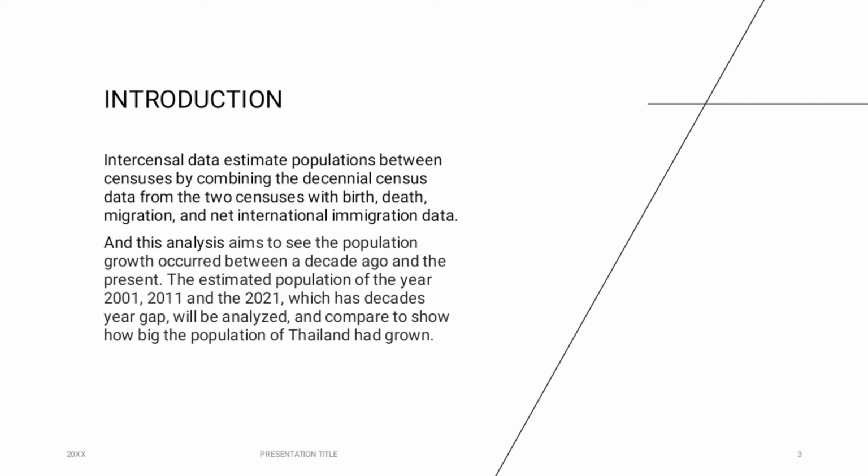Intercensal data estimate populations between censuses by combining the decennial census data from the two censuses with birth, death, migration, and net international immigration data. This analysis aims to see the population growth that occurred between a decade ago and the present. The estimated population of the years 2001, 2011, and 2021, which have decade-long gaps, will be analyzed and compared to show how big the population of Thailand has grown.